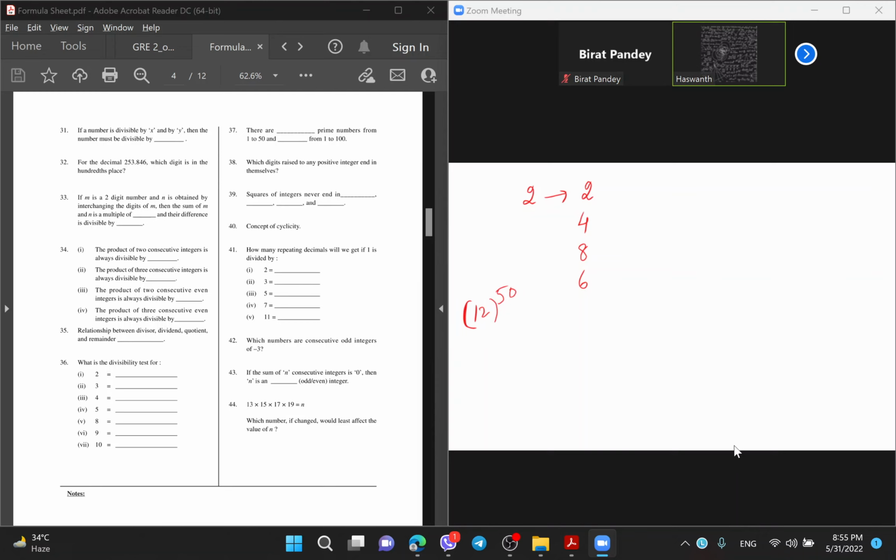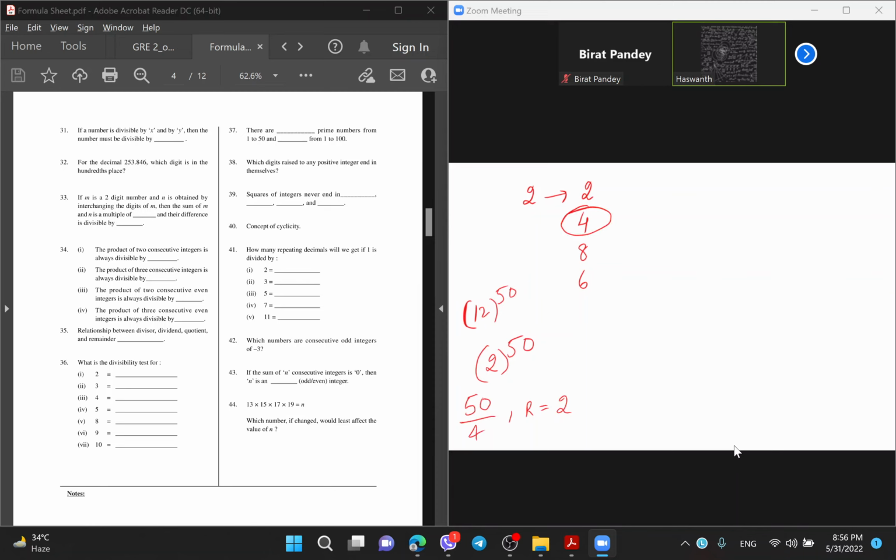Units digit of 12 is 2. So 2 power 50. Now you have to find out the units digit of 2 power 50. For finding that, take this power, 50, and find out the remainder when divided by 4. 50 when divided by 4, the remainder is 2. So we say the second number in the power cycle.